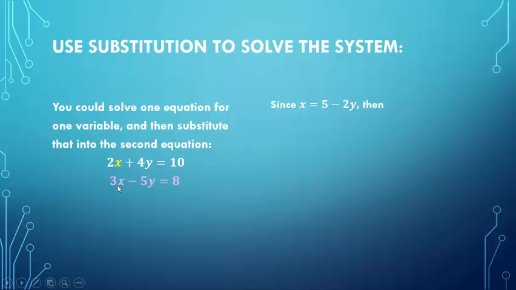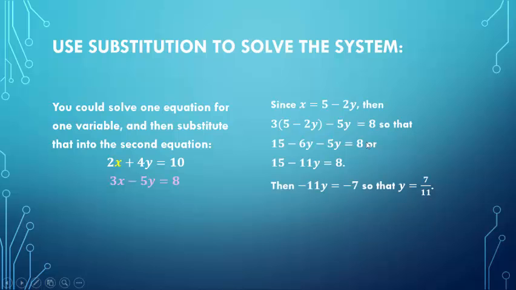Then I'm going to plug that in for the x in the second equation so that I get a statement something like this. I'm going to simplify that, so just algebraically combine like terms. 15 minus 6y minus 5y, I'll have a minus 11y there, and then equals 8. You'll go ahead and get y by itself, so 15 on the other side gives me a negative 7, and again y is equal to 7/11.